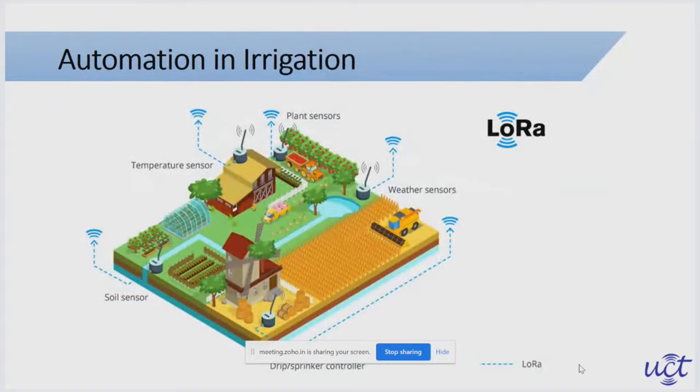Here is a typical example where we have a soil sensor, a temperature sensor, and plant weather sensors. Then we have drip irrigation controllers, and they are connected wirelessly over a LoRa network. I will be covering what a LoRa network is in the upcoming slides. This is connected to a wireless network, because wireless networks are pretty much needed in the current irrigation scenario, as wiring is not a feasible option.